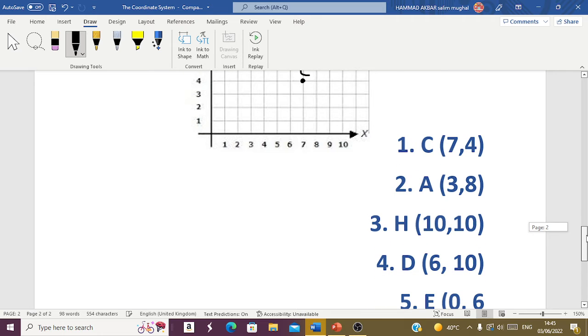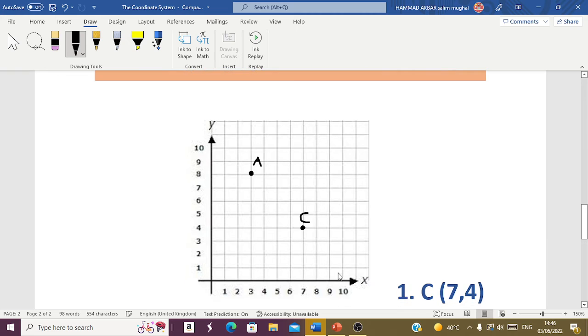Now let's look at (10, 10), which is H. So (10, 10) is basically, here's 10 and here is 10. So (10, 10) is going to be here, and we name it H.